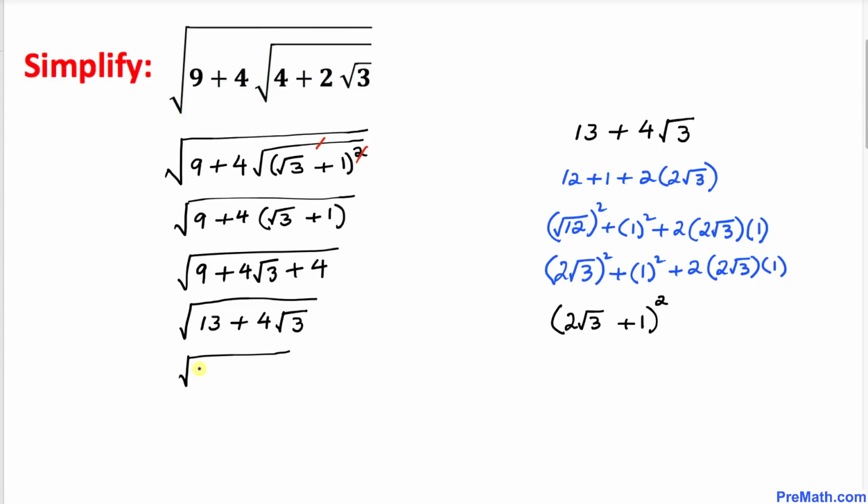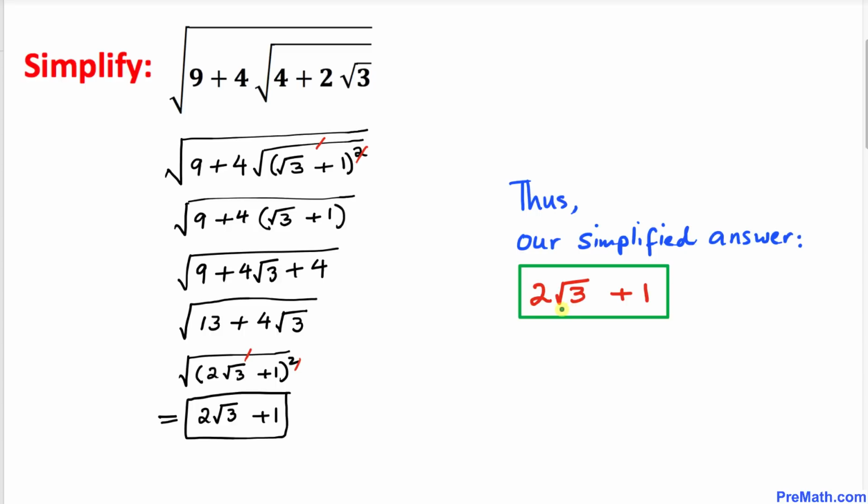So therefore we can write the square root of 2 times square root of 3 plus 1, whole squared. And now we can see that this square and this square root undo each other. So we simply ended up with 2 times square root of 3 plus 1, and that's our simplified answer. So thus our simplified answer turns out to be 2 times square root of 3 plus 1.